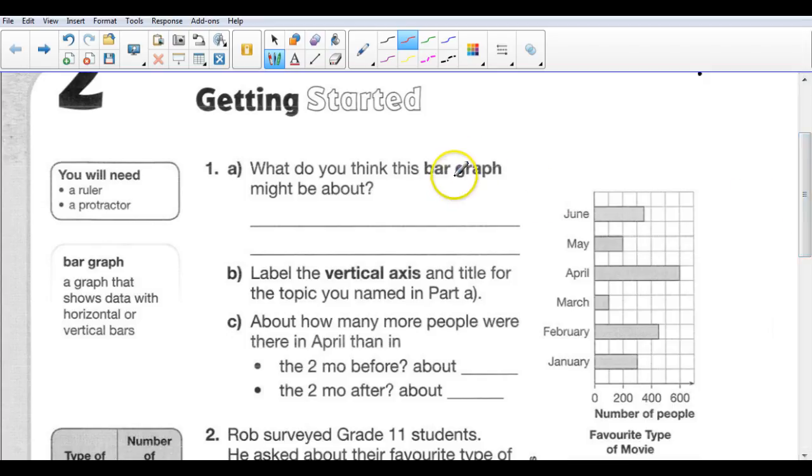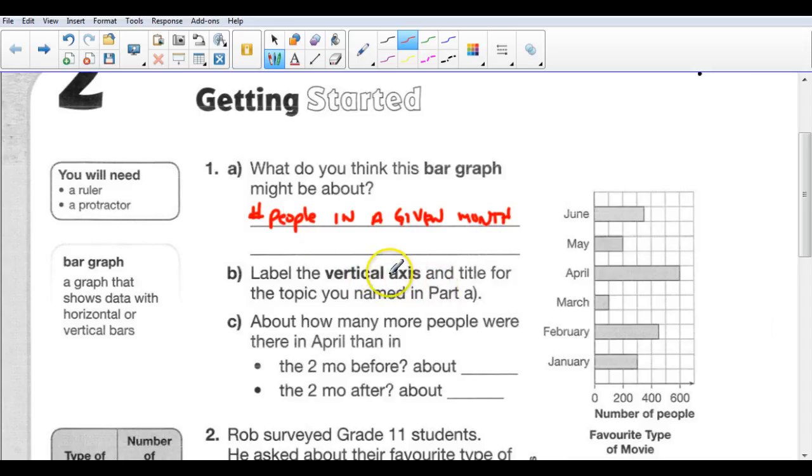So what do you think this bar graph might be about? Well, just to keep it simple, it's probably the number of people in a given month. We don't know any more information about that, but that's all we do know. So label the vertical axis and title for the topic you named in Part A.